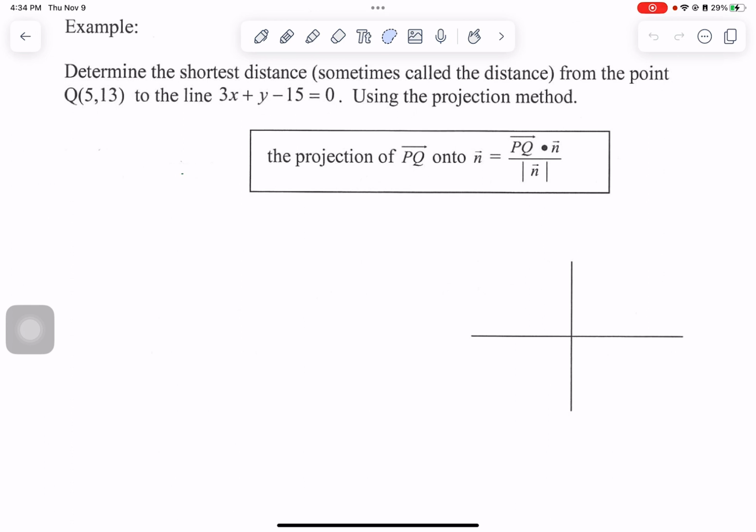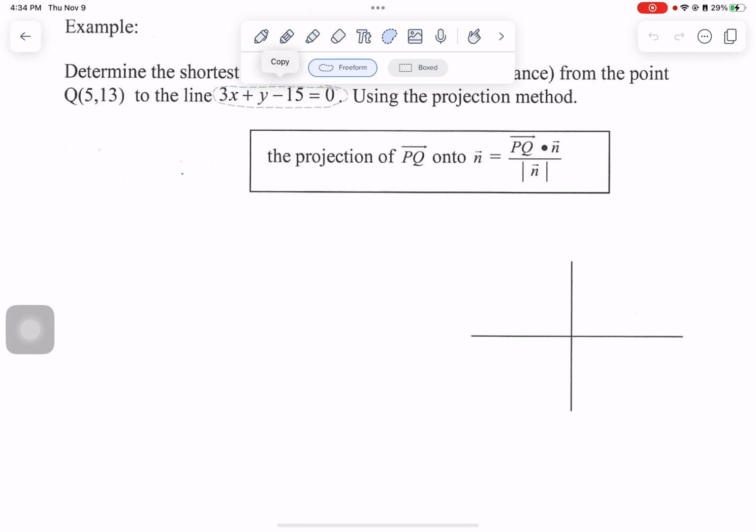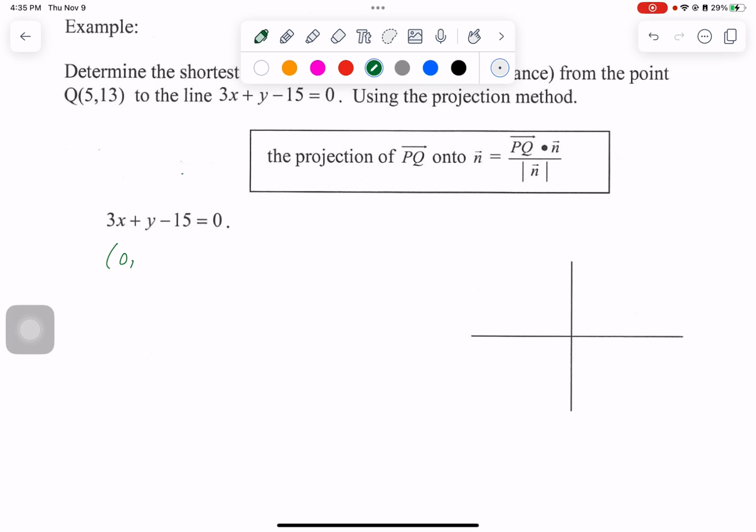So I'm going to use a little bit of grade 10 knowledge. You know what, it might be grade 9. I'm going to take this equation of the line and I'm going to find my intercepts. So if I let x be 0, then I know y is going to equal 15. And if I let y equal 0, I know that x is going to equal 5.